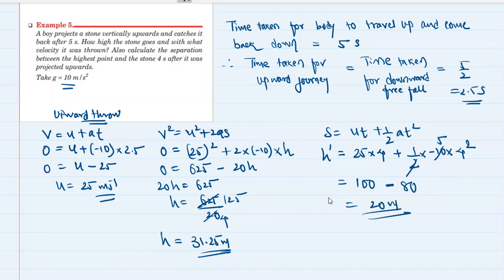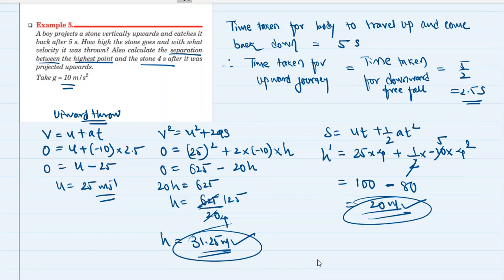So after you throw the stone, after 4 seconds, it reaches a height of 20 meter. And the maximum height it reaches is 31.25 meters. What they are asking is the separation between the highest point and the stone 4 seconds after it was projected upwards. So the stone is here after 4 seconds. So what is the separation between them? Separation is equal to 31.25 minus 20, which is 11.25 meter.